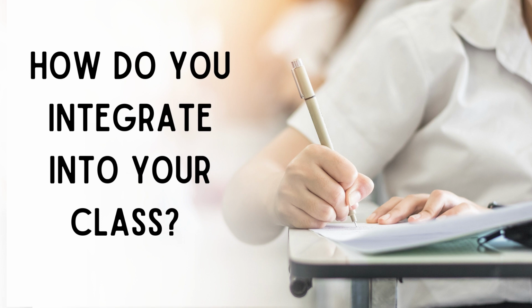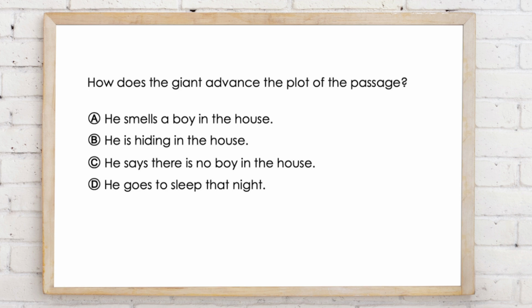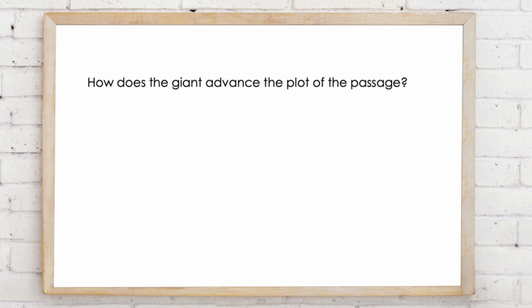Now you may be wondering, how do I integrate this style of question into my classroom? Take a question you have already planned or used in the past and simply delete the answer choices. It's that simple. Then students will have to come up with an answer based on details in the passage.